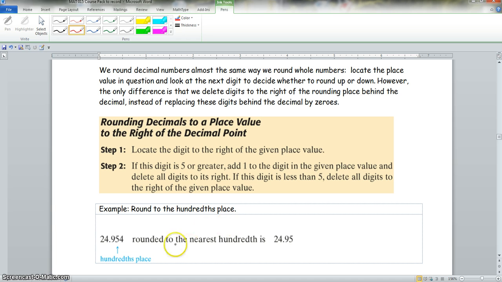So for instance, let's say we wanted to round this number to the hundredths place. Okay, so the first thing we would do, just like we would do in any other situation, we'll go one place value past the place value we want to round to. Now we know with 0 through 4, it stays the same.